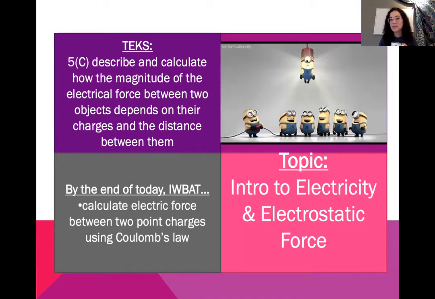In case you're wondering about our TEKS, 5C, where we will describe and calculate how the magnitude of the electrical force between two objects depends on their charges and the distance between them. Our topic for today is Intro to Electricity and Electrostatic Force. So if you have not yet, please make sure you title your notes, Unit 5, Lesson 1, Intro to Electricity and Electrostatic Force.